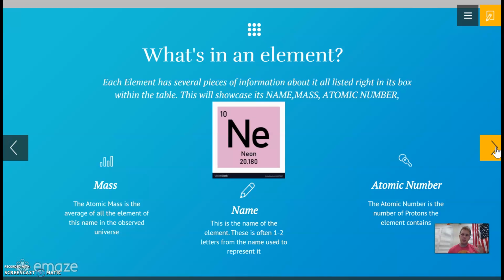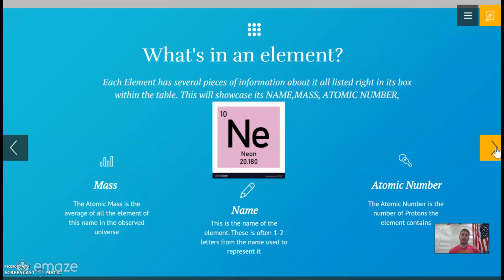So first of all, mass. The atomic mass is the average of all the elements of this name that are in the observed universe. So how do we know what an element is? Well, the name is given in the actual square, and it's going to say the name and then a 2-letter abbreviation. Because the mass varies, it's not a perfect even number. The reason is there's not an 18th or a 5th of a component floating around in there. It's because there are some that are heavier and there are some that are going to be lighter. We'll get to this in the next slide.